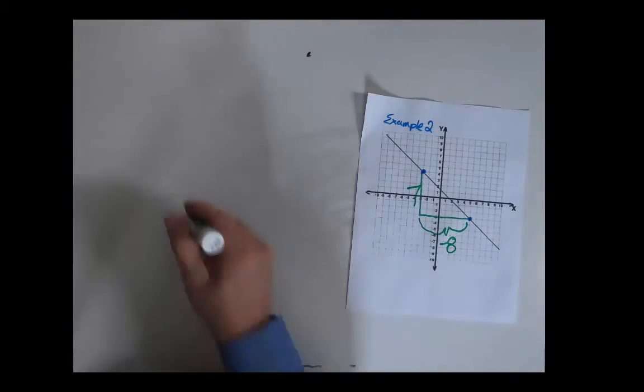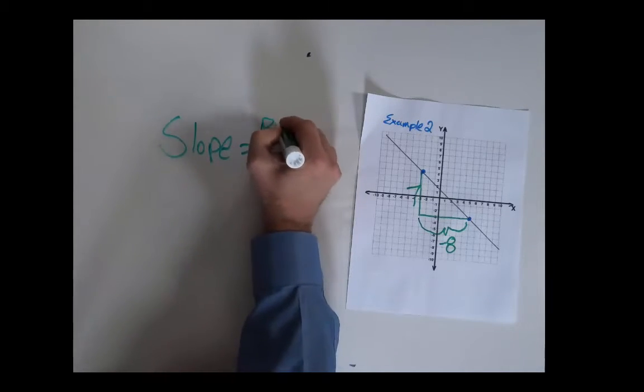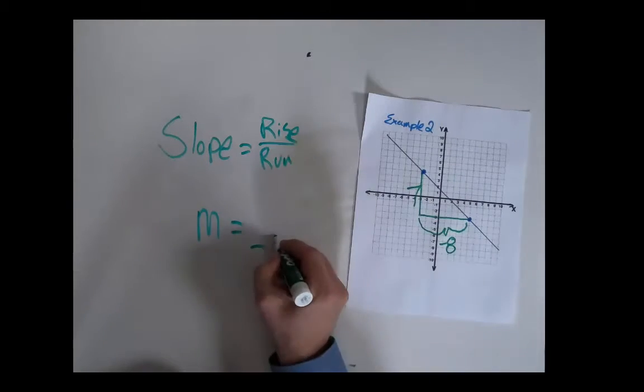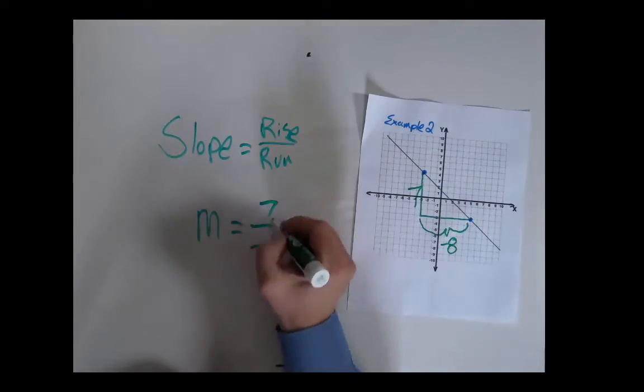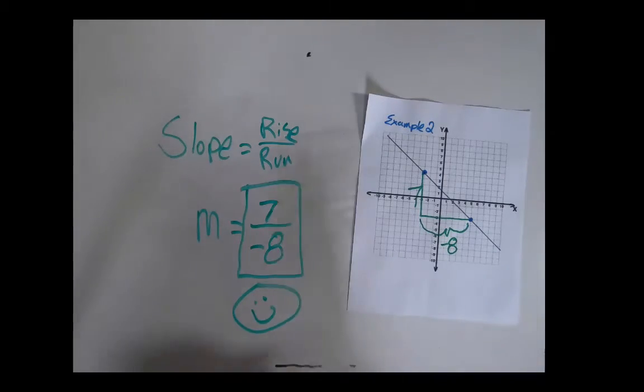And again, we'll put this into our slope formula, and slope is run under rise, and slope has the letter M, and that means slope. And it ran negative 8, and it rose 7. So the slope is negative 7/8. That's another way to write 7 over negative 8 is negative 7/8.